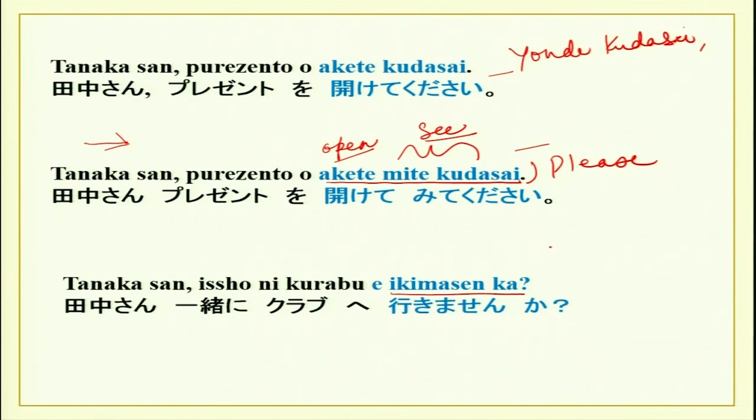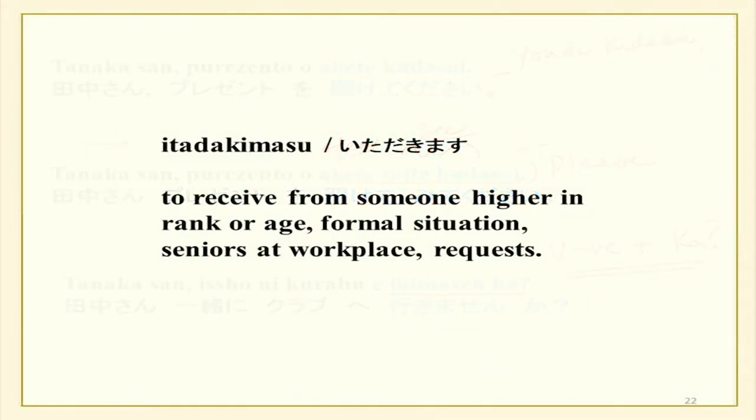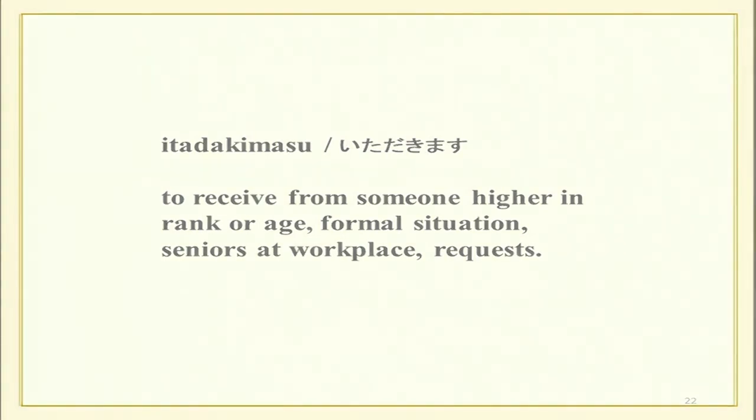So when you use verb in negative plus ka, it becomes a request. It is a polite invitation. Now we did the verb itadakimasu in our last class, as I'm sure you remember. It means receiving something from someone older in age and in rank or in formal situations. And what does it express or show? It shows respect. So now let us see the new polite way to make a request.